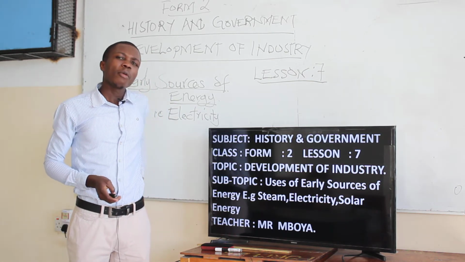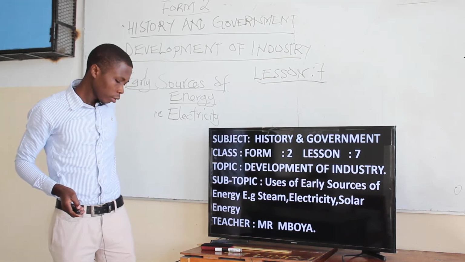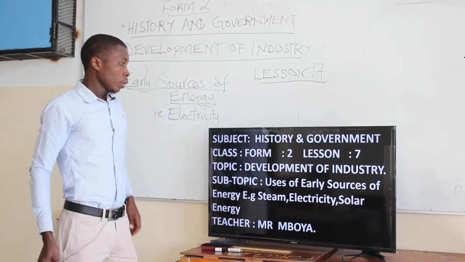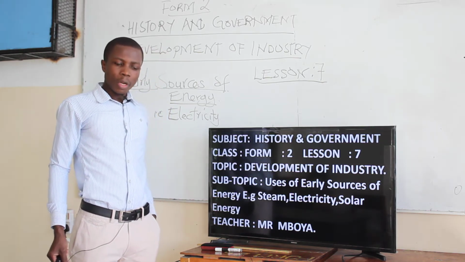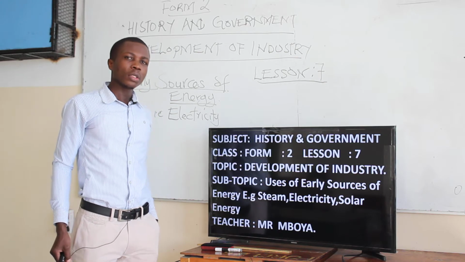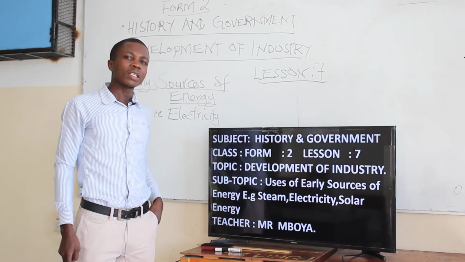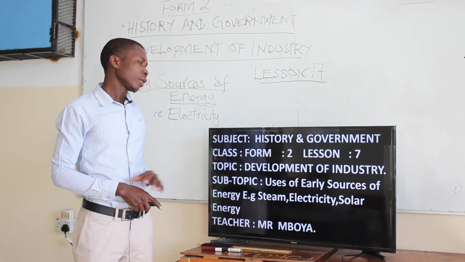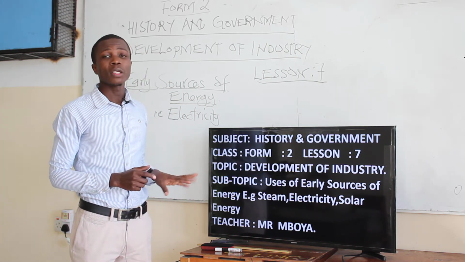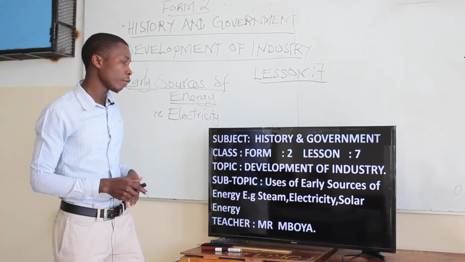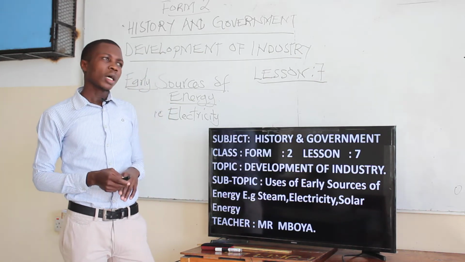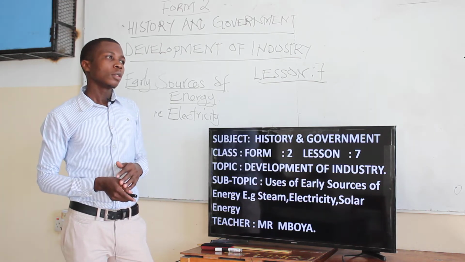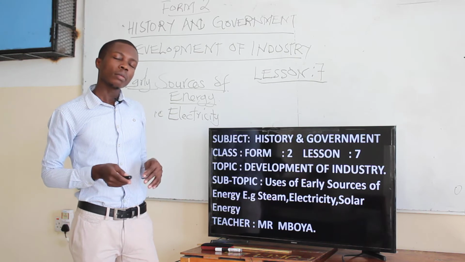So we have been talking about the development of industry, and I know this is a question which is always very, very common. Before we talk about the industrialization and the development of industry in the European countries, we are always supposed to understand the uses of sources of energy that were used in those industries first, before we move any further. These areas are always there in history and government. It's always an area that must be there.